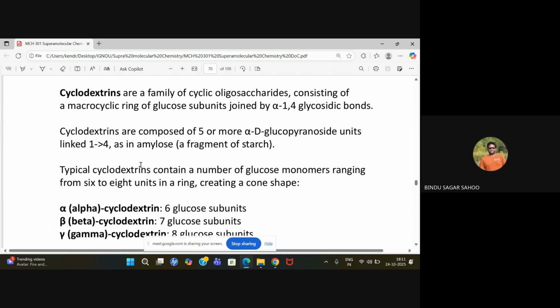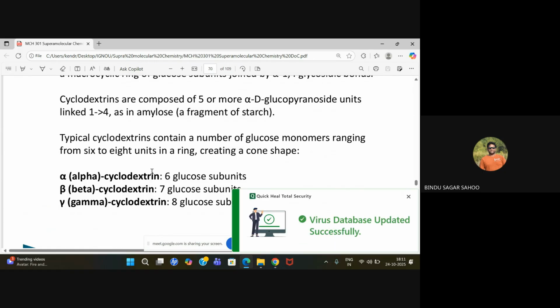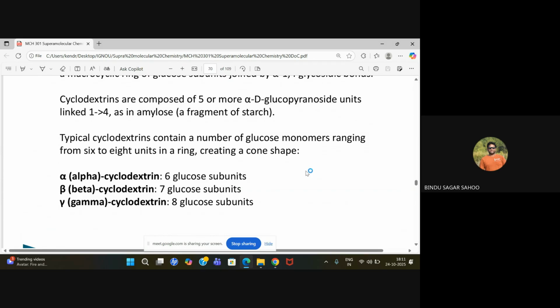Okay. So cyclodextrins are composed of 5 or more alpha-D-glucopyranoside units, and the linkage will always be a 1 to 4 linkage. It is basically 3 types: alpha cyclodextrin, beta cyclodextrin, and gamma cyclodextrin. In alpha, the number of glucose subunits is 6, in beta it is 7, and in gamma it is 8. So cyclodextrins basically contain glucose monomers, ranging from 6 to 8 units in a ring, creating a cone shape structure.